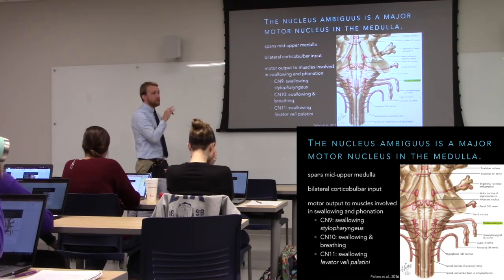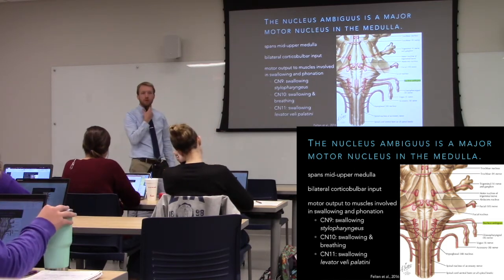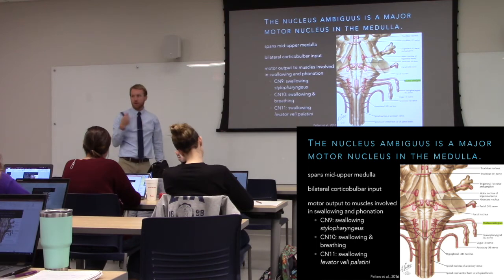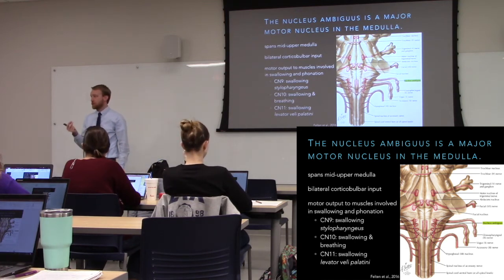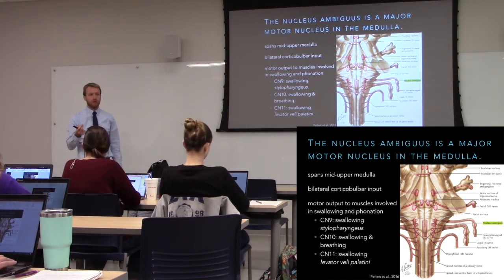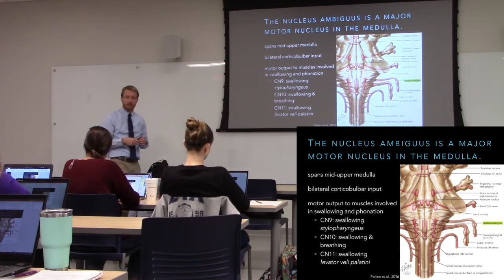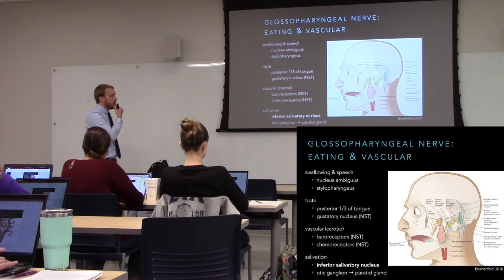So, nucleus ambiguus is controlling your oropharyngeal musculature so that you can talk, breathe, and swallow in a coordinated manner. You don't want to try to do all of those at the same time. I suppose with talking, you're exhaling, so it's kind of like breathing. But you get the point. Let's not be unreasonable here.